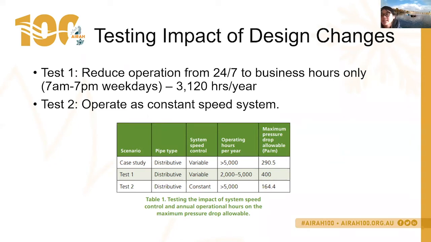We also did a test which said, well, what if my system in my case study operated as a constant speed system instead of variable speed? And you can see that when it operates as a constant speed system at the same number of hours per year, which is 24/7, my maximum pressure drop allowed is more stringent. So it's only 164.4 kPa now.